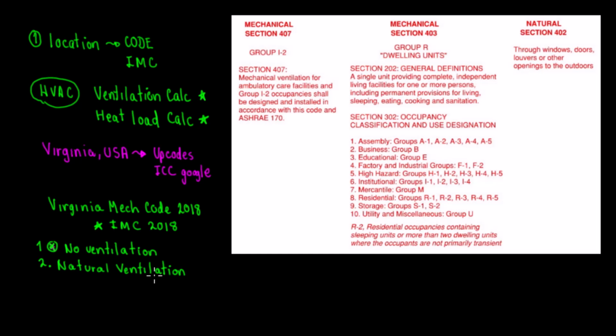And if someone, like the code reviewer, asks you why, you can always go to the section, right? So I'm going to put this in pink. If you can see on this side, this is natural ventilation. Go to Section 402 of the International Mechanical Code, IMC, and pretty much they say that you can ventilate through the windows, doors, louvers, and other openings to the outdoors.